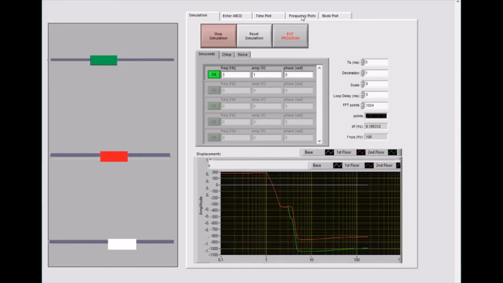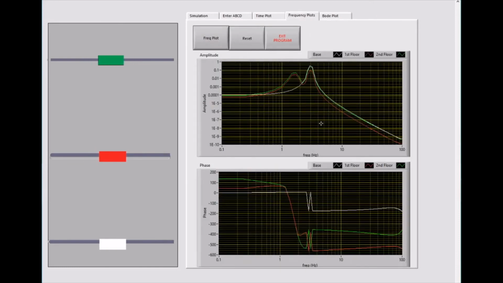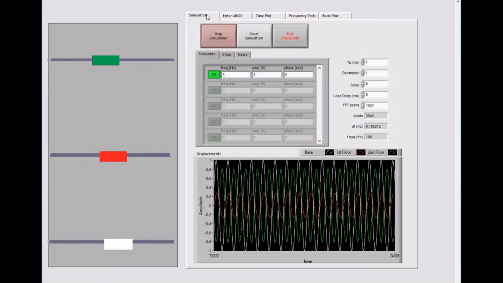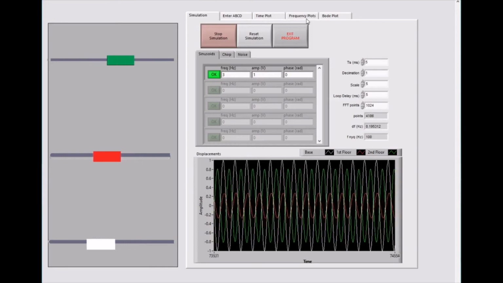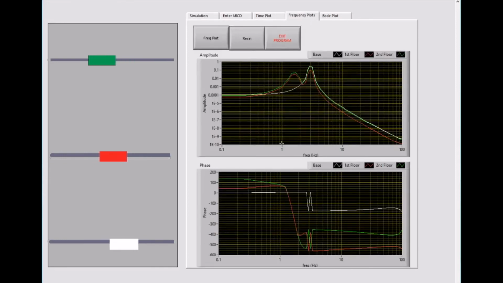So we see 3 frequencies. If you go to frequency plots, you should see 3 frequencies. One of them should be at the first natural frequency, 1.6, and the second natural frequency, 4 point something, and the third one, which is at 3 hertz. So you see 3 hertz right there.